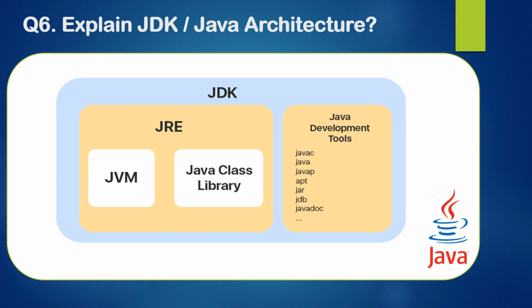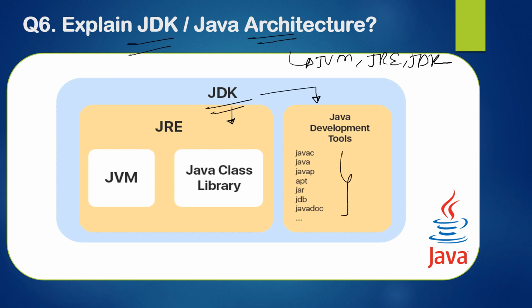So the next question is about explaining JDK or Java architecture. Java architecture is a collection of JVM, JRE and JDK. JDK is Java Development Kit and it is divided into two sections, JRE and Java development tools. These are the tools which are used for developing Java applications like javac, javap, jar, jdb, Javadoc.